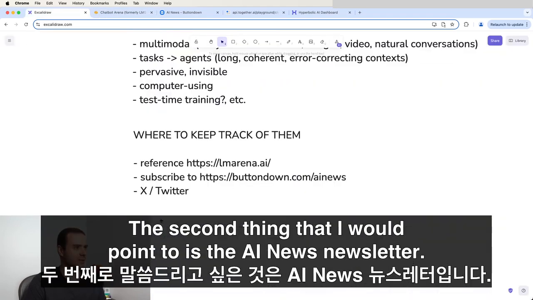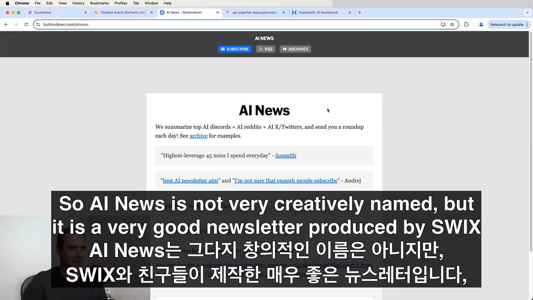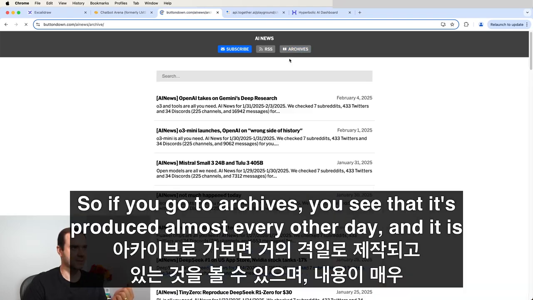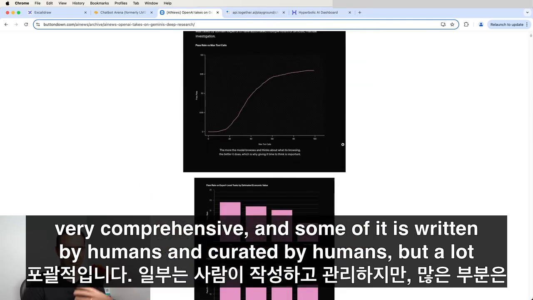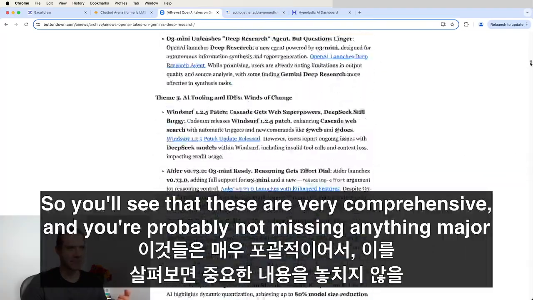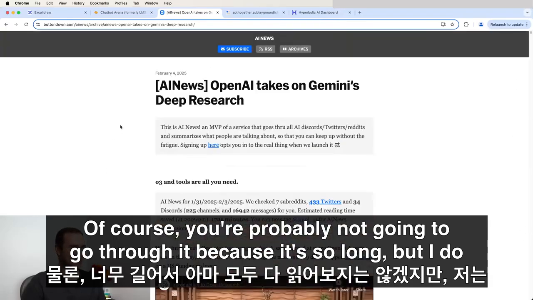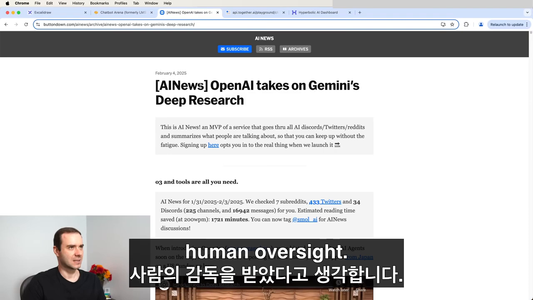The second thing that I would point to is the AI News newsletter. So AI News is not very creatively named, but it is a very good newsletter produced by Swix and friends. So thank you for maintaining it. And it's been very helpful to me because it is extremely comprehensive. If you go to archives, you see that it's produced almost every other day. It is very comprehensive, and some of it is written and curated by humans, but a lot of it is constructed automatically with LLMs. So you'll see that these are very comprehensive, and you're probably not missing anything major if you go through it. Of course, you're probably not going to go through it because it's so long, but I do think that these summaries all the way up top are quite good, and I think have some human oversight. So this has been very helpful to me.